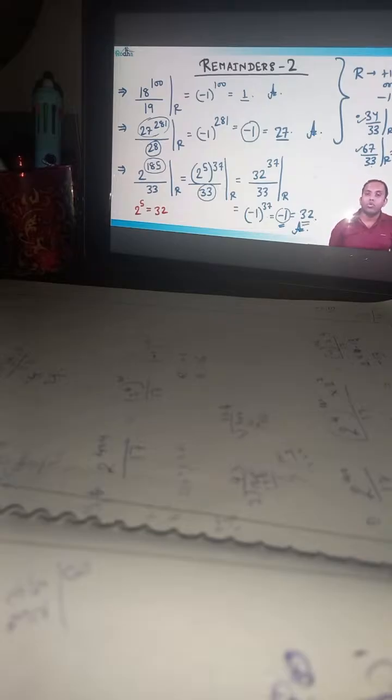Therefore, 2 raised to 185 by 33, what is the remainder? Remainder is 32. 32 is the answer, right? I hope you got it. This is a very nice funda of solving this kind of question. Now let's do some more.